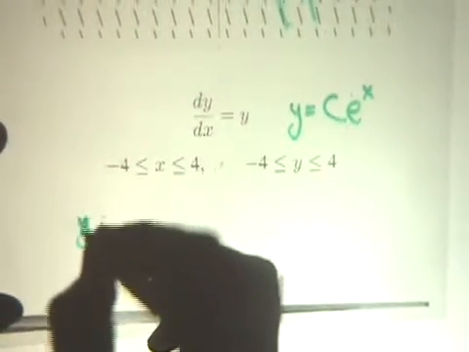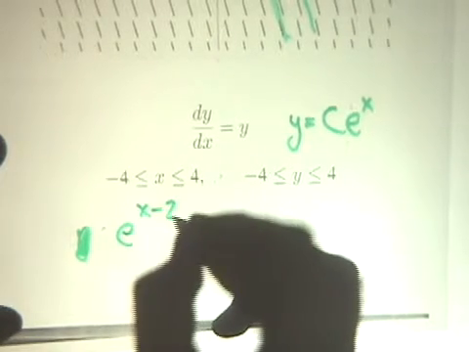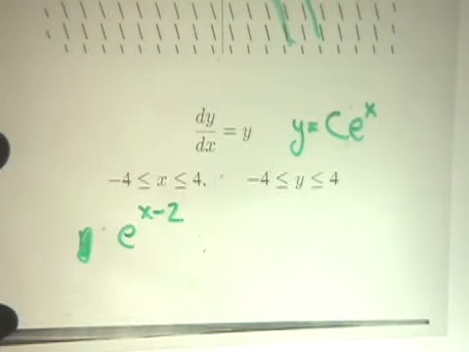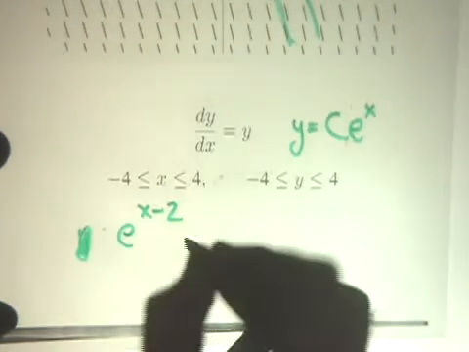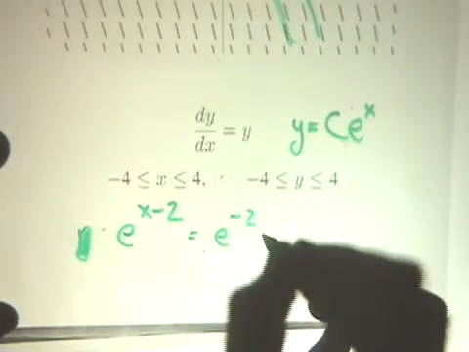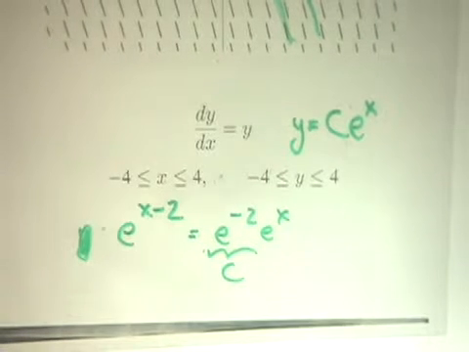How could you prove such a thing? Well, you might recall that if you replace x with, say, x minus 2, for example, that shifts the graph of e to the x to the right by 2 units. And that, by properties of exponents, can be thought of as a constant times e to the x.